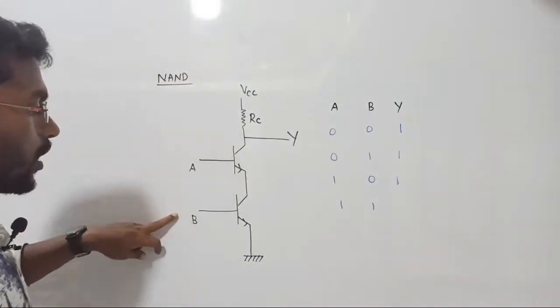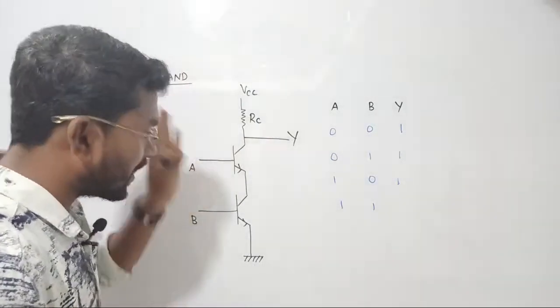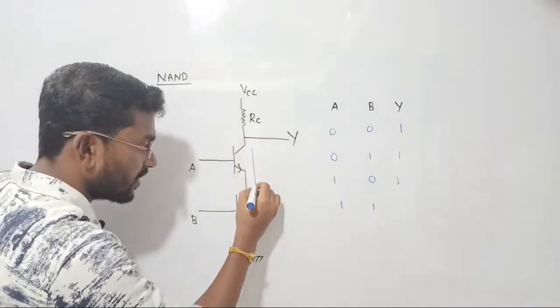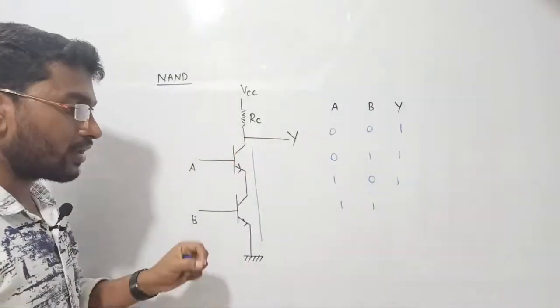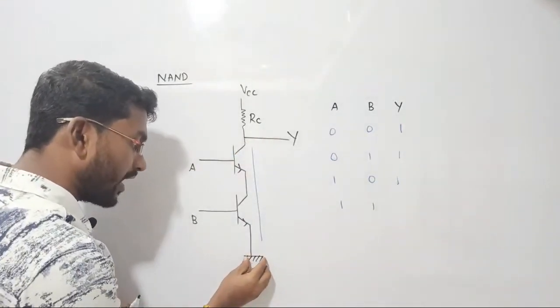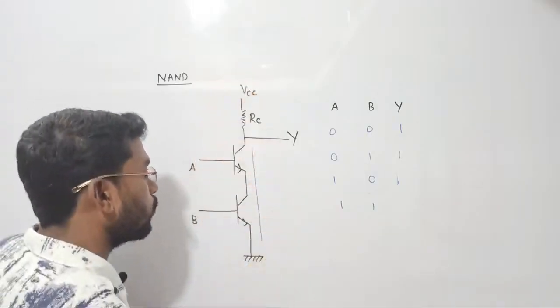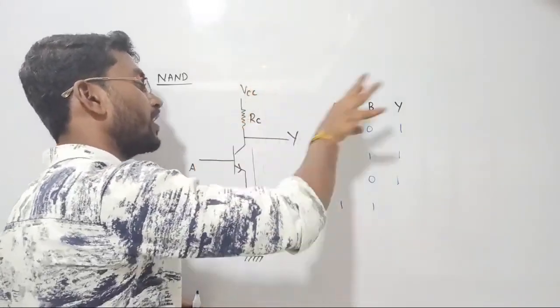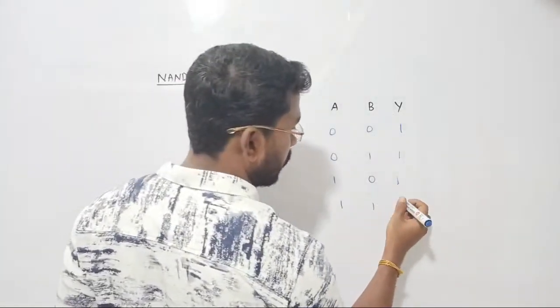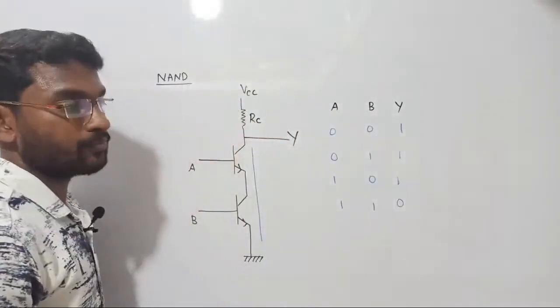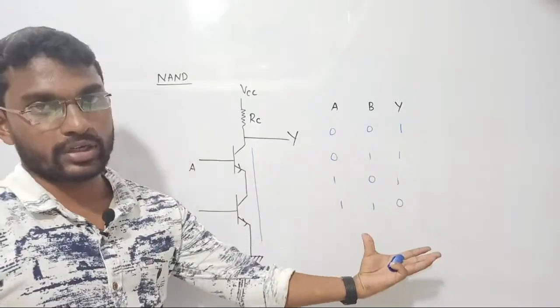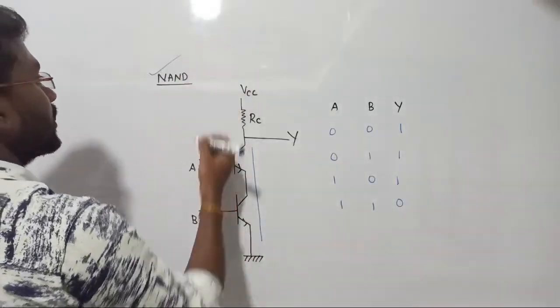If I give 1 1, automatically both transistors will turn on, then there will be a short circuit. If it is a short circuit, what will happen? This 0 voltage will slowly come back, right? It will be pulled up, right? So automatically it will be reflected on the output side, such that output is going to be 0. Yeah. What type of truth table is this? That is the truth table of the NAND gate.